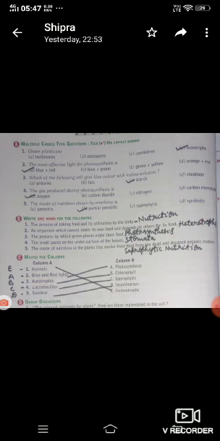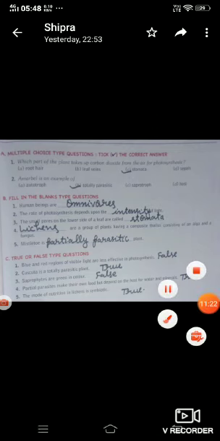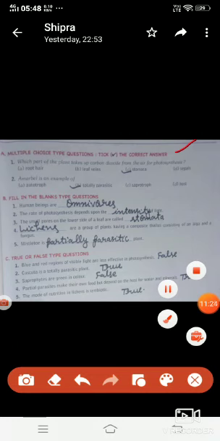Then we come to the next multiple choice type questions. Tick the correct answer. It is related to the chapter based practice paper. Which part of the plant takes up carbon dioxide from the air for photosynthesis? That is stomata. Amarbel is an example of a totally parasitic plant.